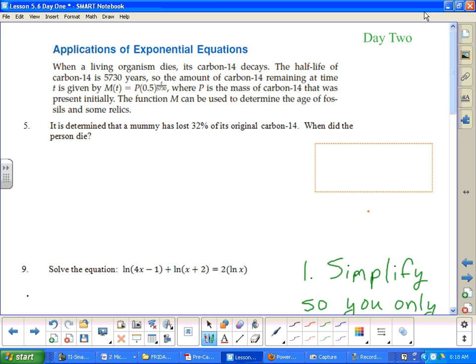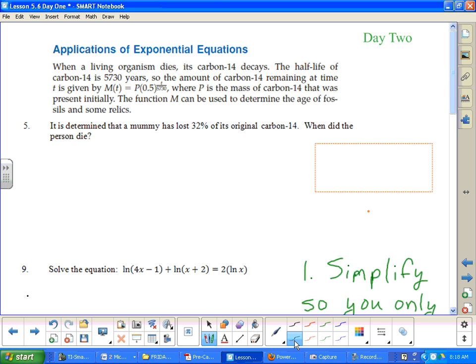So it is determined that a mummy has lost 32% of its original carbon-14. When did the person die? So P is the mass of the carbon-14 that was present initially, and m of T is the mass after T years. Well, right now, all we know is that the mummy's lost 32%, right?